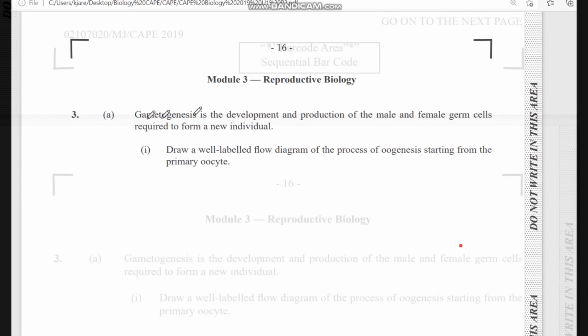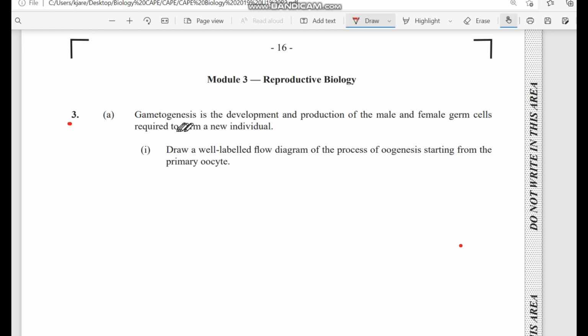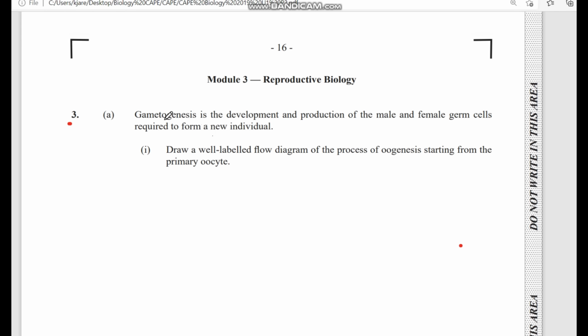Here we go, Module 3, Reproductive Biology, Question 3. Alright, so gametogenesis is the development and production of the male and female germ cells required to form a new individual. Remember, a gamete is a sex cell. Basically, they're talking about sperm cells or oocytes, secondary oocytes. So they say draw a well-labeled flow diagram of the process of oogenesis starting from the primary oocyte.